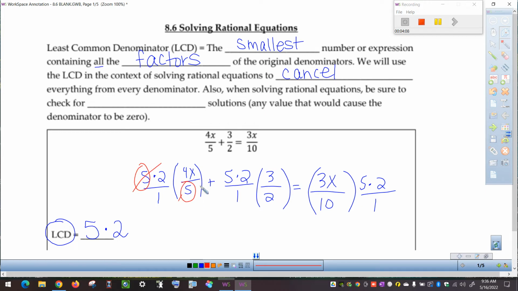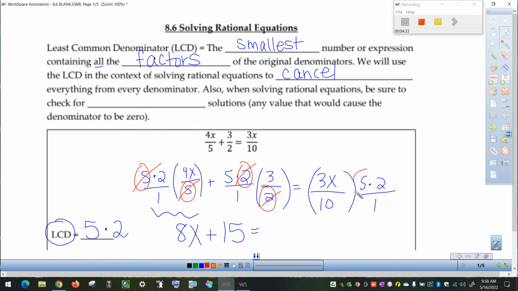Now when we think about actually doing some canceling, for this first part, let's cancel out that 5 on the top with the 5 on the bottom. That just leaves us with 2 times 4x on the top, so let's write that as 8x. For the next one, the 2 on top will cancel out with the 2 on the bottom, and we're left with 5 times 3, which is just 15.